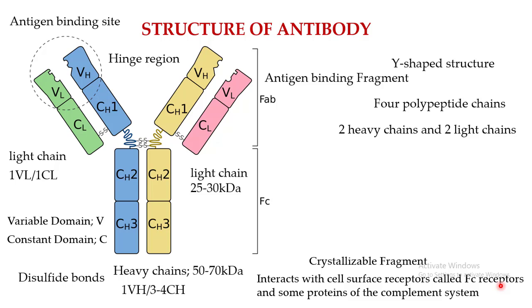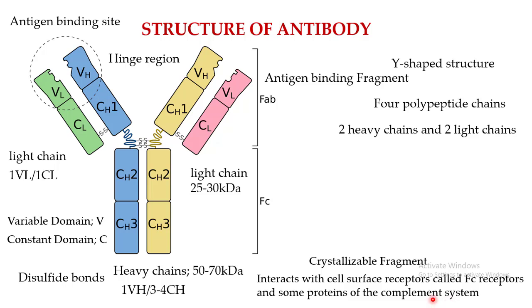So there would be FC receptors on particular cells, and the antibodies will be using their FC regions to interact with these cell surface receptors. And these surface receptors are known as the FC receptors because they interact with the FC region of the antibody. This FC region is also very important in the activation of the complement system that we have already discussed in my previous videos.